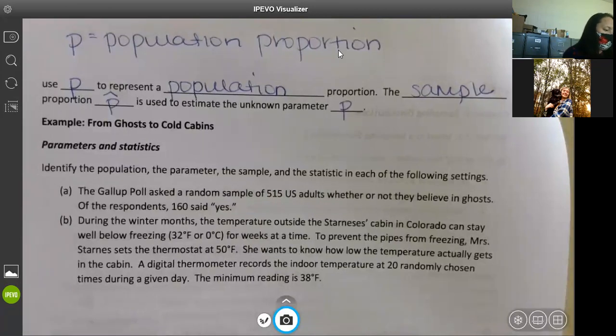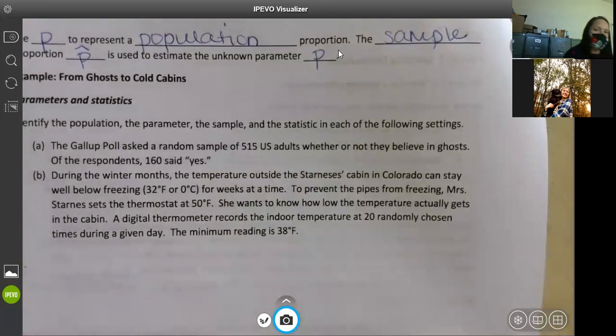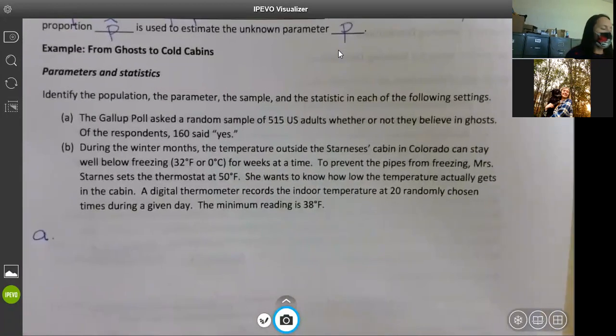So we're going to identify the population, parameter, sample, and statistic in each of the following settings. The Gallup poll asked a random sample of 515 U.S. adults whether or not they believe in ghosts. Of the respondents, 160 said yes. So let me do this one for you, and then you guys can help me out with B, okay?